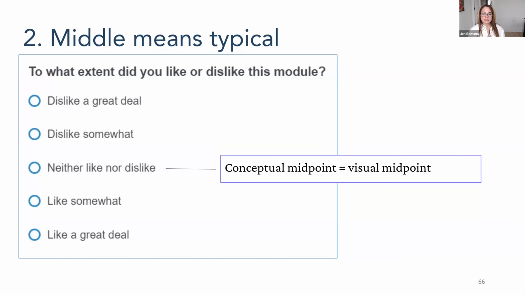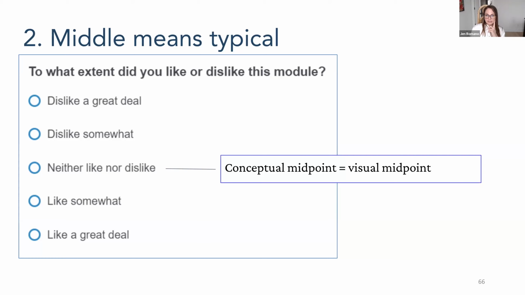Number 2, middle means typical. So when writing questions, it's not just the words that matter, but also what they look like on the screen, the visual design. And when ordinal response options are provided, respondents assume that the middle means typical or average. This is the conceptual midpoint. It's the visual midpoint. People think this means something in the middle. They think this means average.